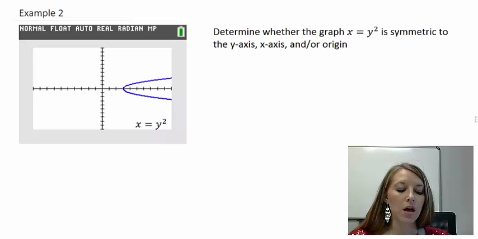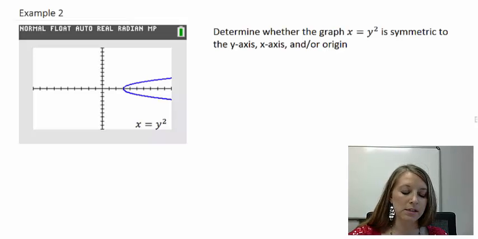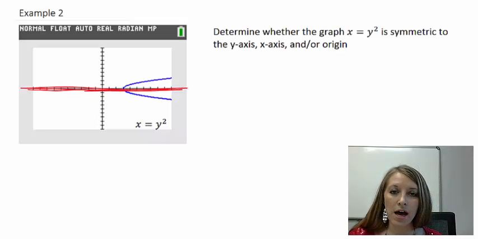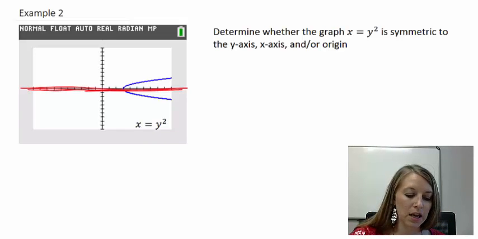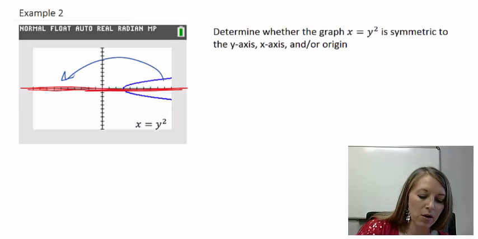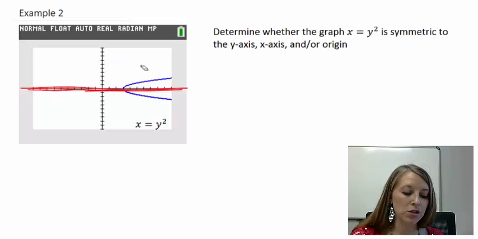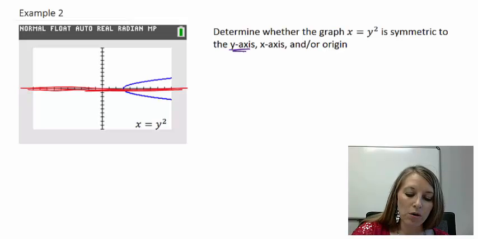So hopefully at first glance you know that this guy is symmetric to the x-axis. We can fold this over the x-axis and it matches on both sides. Now, it's not symmetric to the y-axis because I cannot fold it over to the y-axis and have it match. It is also not symmetric to the origin because I cannot rotate it halfway around my circle and have it be the same. So we want to confirm that it is symmetric to the x-axis but nothing else using our test.